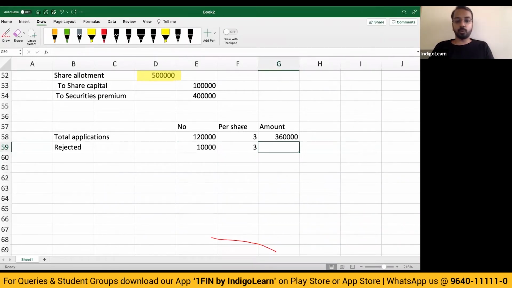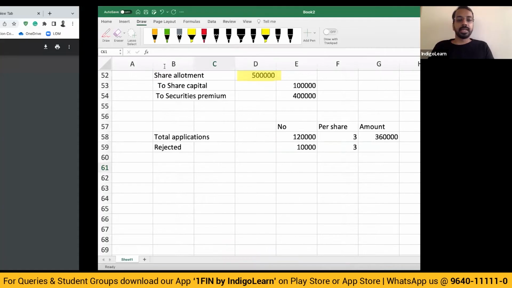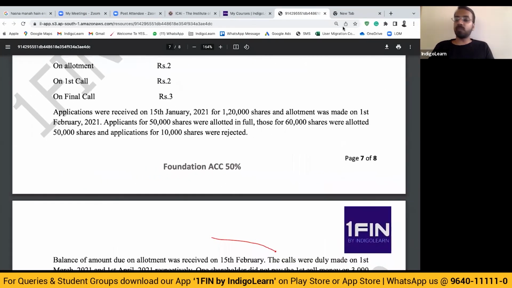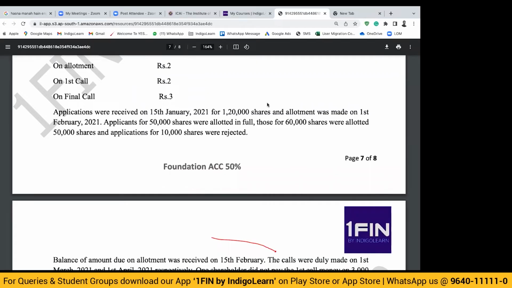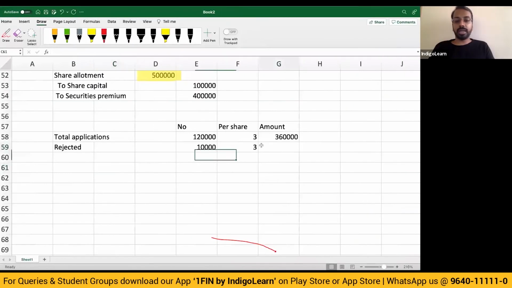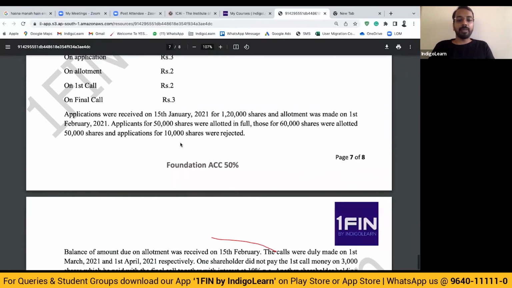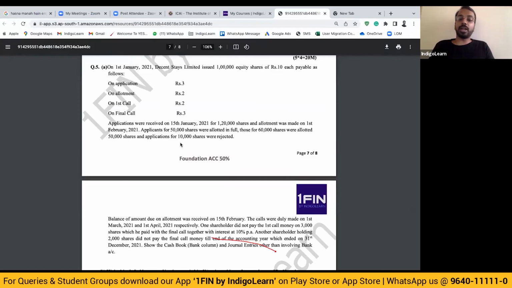Yeah, Ishika, I'll come back to your question. When I say 10,000 shares were rejected, what is the meaning of that, and what will happen to the amount that these 10,000 shareholders have paid? Refunded. We will refund it. Okay, so entire 30,000 this will be refunded. Then applicants for 50,000 shares were allotted in full.